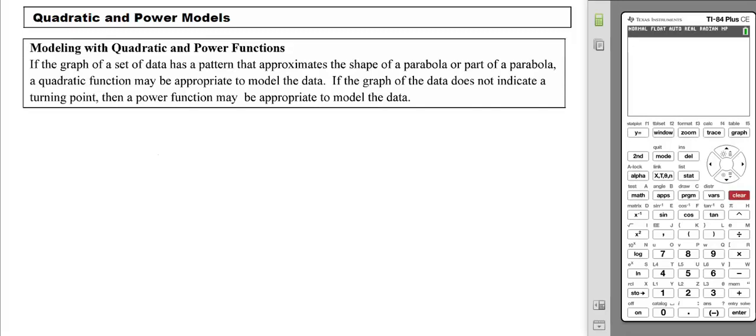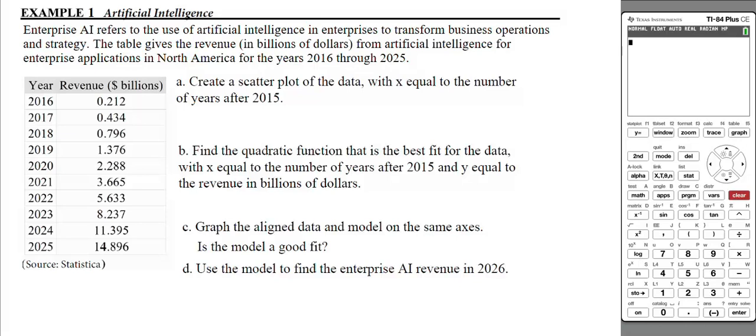Quadratic and power models. We're going to be modeling with quadratic and power functions. If the graph of a set of data has a pattern that approximates the shape of a parabola or part of a parabola, a quadratic function may be appropriate to model the data. If the graph of the data does not indicate a turning point, then a power function may be appropriate to model the data. Example 1 is on artificial intelligence.